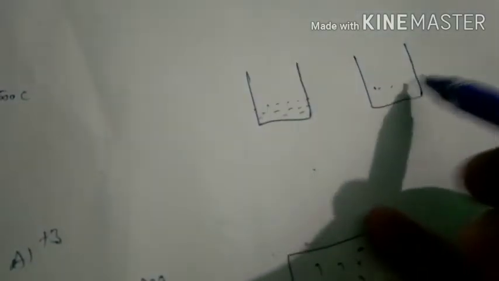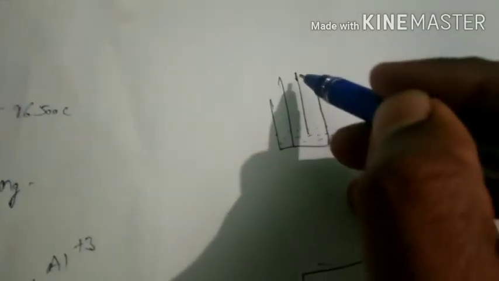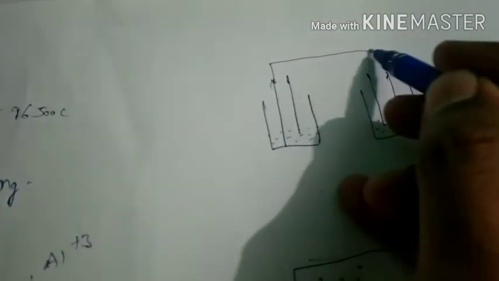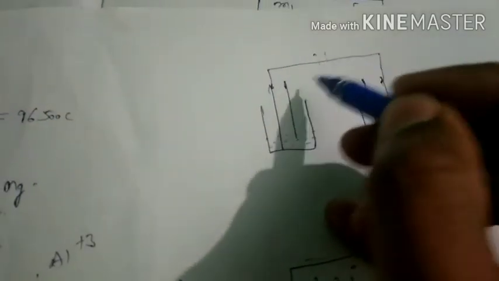Next one, Faraday's second law. Here I take 2 electrolytic cells. This is 1 electrolytic cell. This is 1 more electrolytic cell. If you take 2 electrolytic cells, automatically we should take 2 different electrolytes. This is 1 electrolyte. This is also 1 electrolyte. Both are not the same, both are different. Electrodes, anode and cathode, here also electrodes. Connect these two externally by a battery.